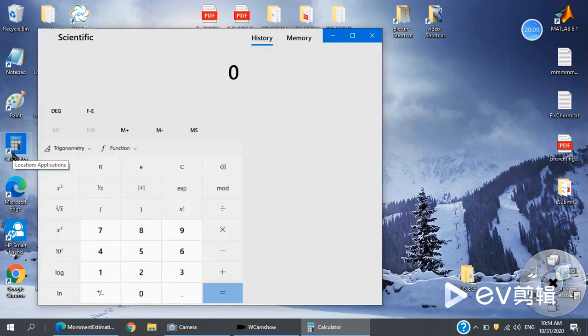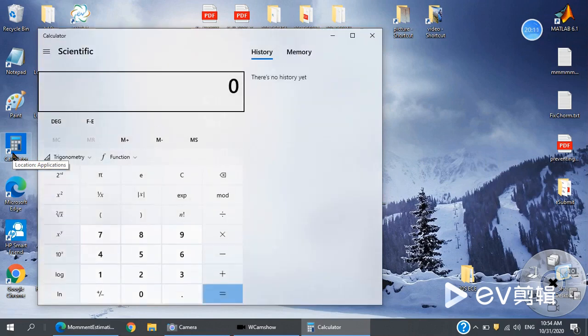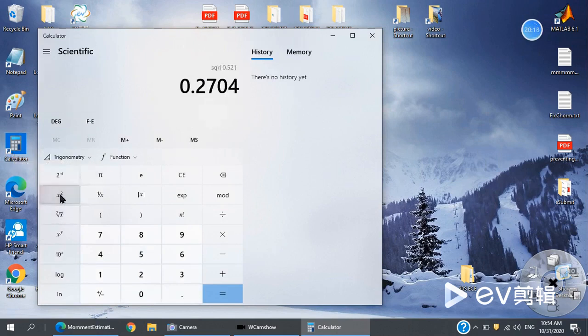So for this kind of calculation, some calculators you can calculate directly. You just put in the data, then they can give you the whole average. Okay, this is 1.962 minus 0.2704. Okay, let me subtract.